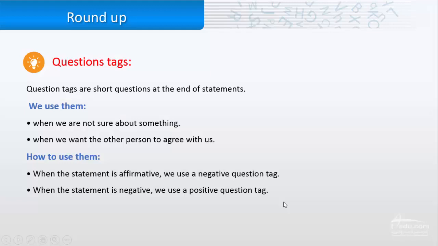Let's start with question tags. They are short questions at the end of statements. We use them when we are not sure about something and when we want the other person to agree with us. And how to use them?